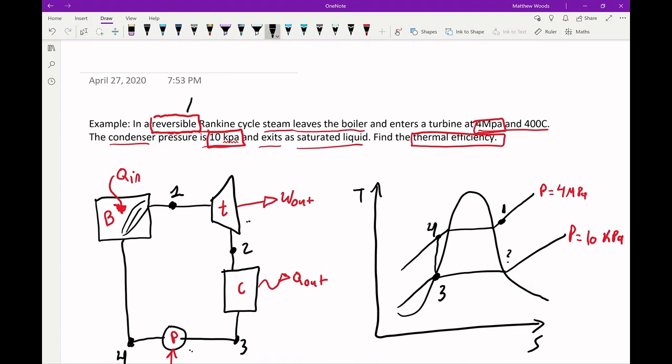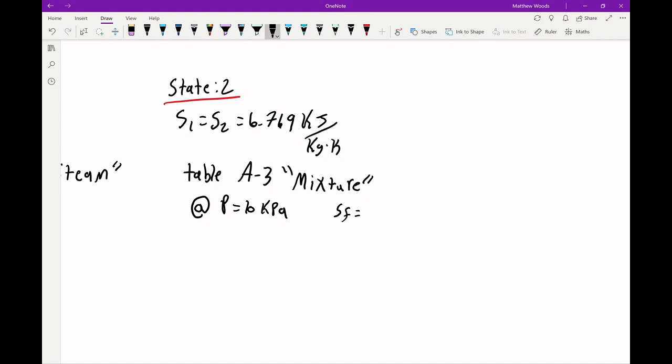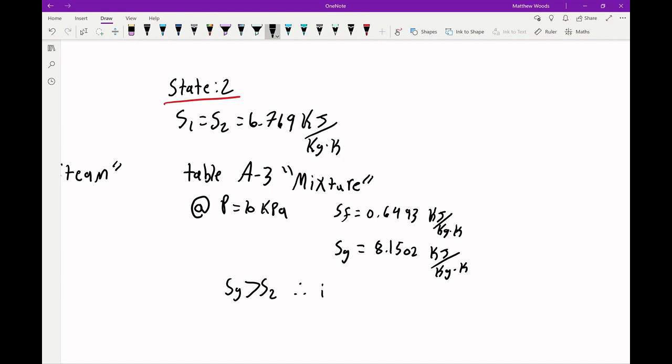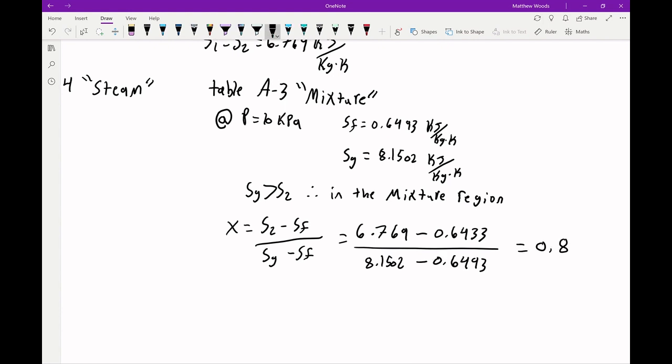This is because it's stated that the cycle is reversible, also known as ideal, both meaning the same thing, that there's no entropy generation. So if we go to table A3, which is the mixture table, or what is contained within the vapor dome, what we want to do here is determine what SG is. And the reason we want to do this is because we want to see how it compares to S2. And in this case, SG is larger than S2, therefore we are in the mixture region. We can then compare S2 to the saturated liquid and saturated vapor to find out the location of the point in the mixture region.